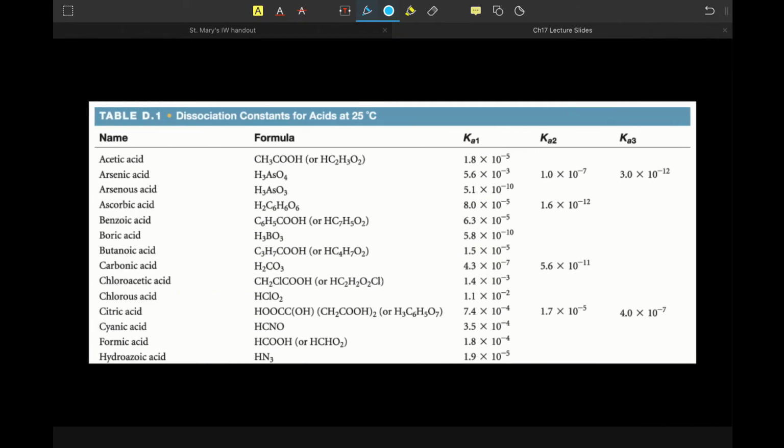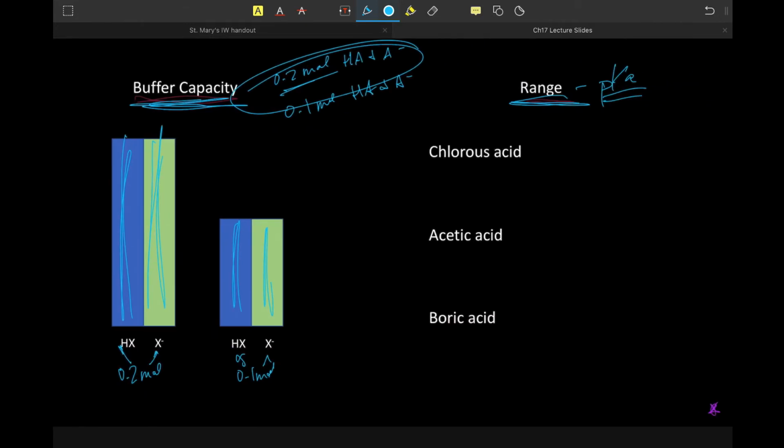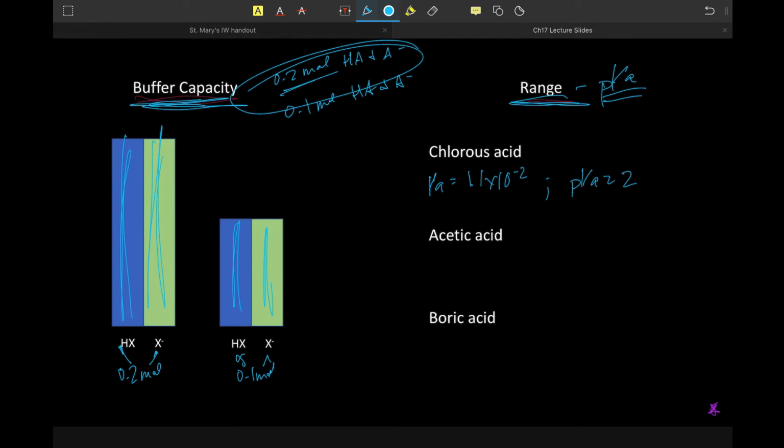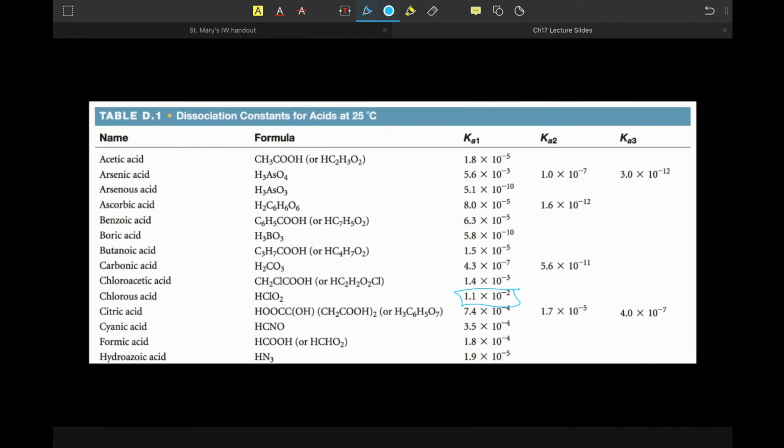So that means we need to know our pKa. For example, chlorous acid has a Ka equal to 1.1 times 10 to the negative 2. If I took the negative log of that, we would get something around 2, which means its buffer range would be somewhere between 1 and 3. The buffer range for chlorous acid is between 1 and 3. That's where it's most effective. Not that we can't make a buffer of different concentration, it's just less effective.